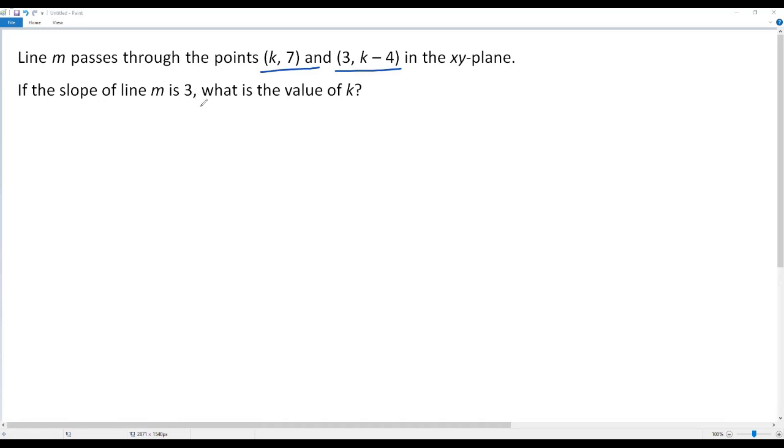In that case, there is a formula to get the slope of the line. That is, the slope of the line equals (y2 − y1) over (x2 − x1). So this is the formula we use to get the slope of a line when we know the 2 points through which the line is passing.